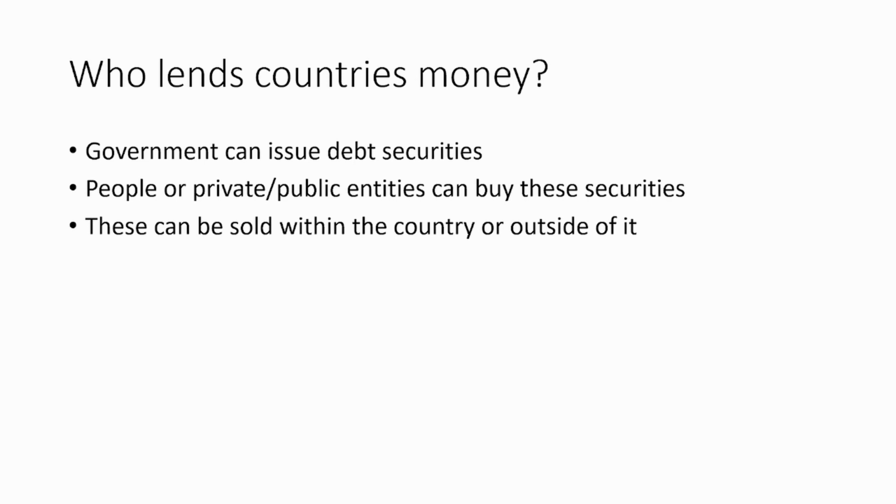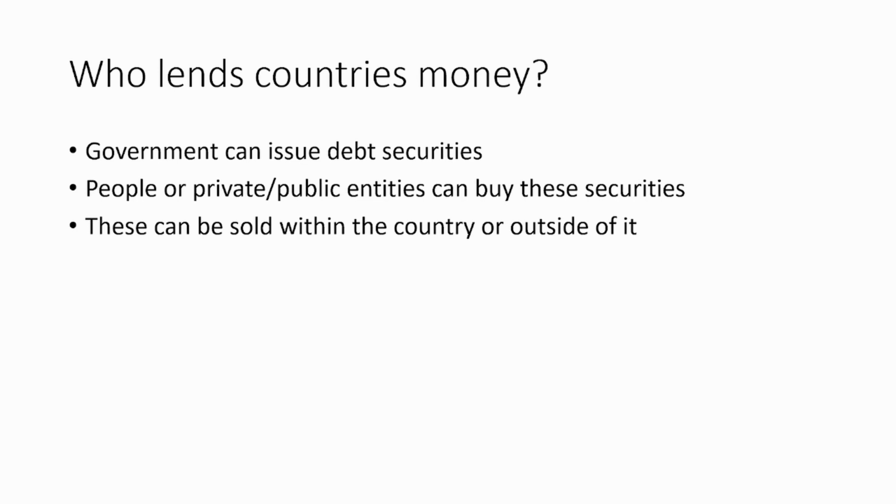Who lends these countries money? Where do they get the money? A government can issue a lot of types of financial securities, and people can buy them. So people within the country and outside the country can buy them. Private enterprises or public enterprises from within the country and outside of the country can also buy these securities.